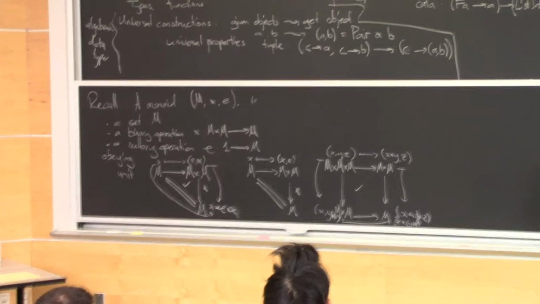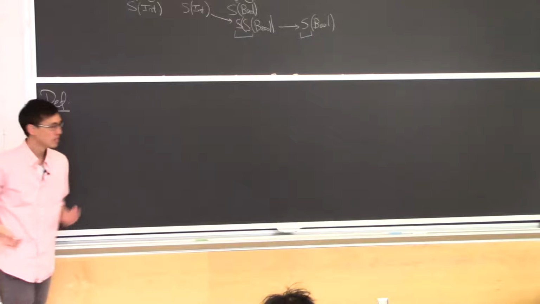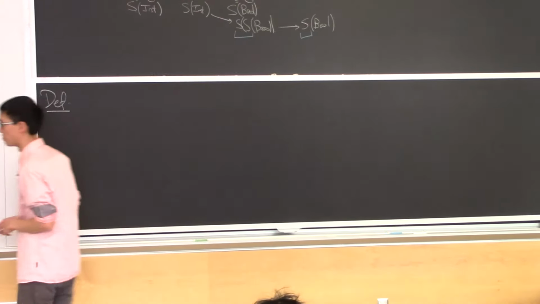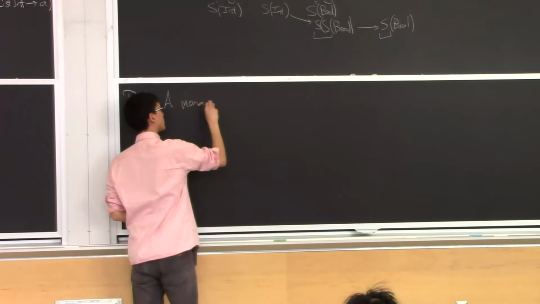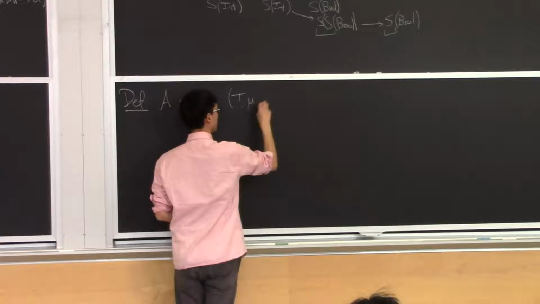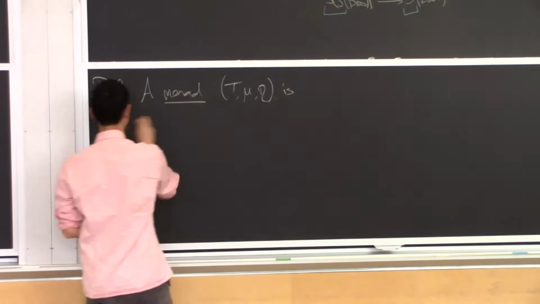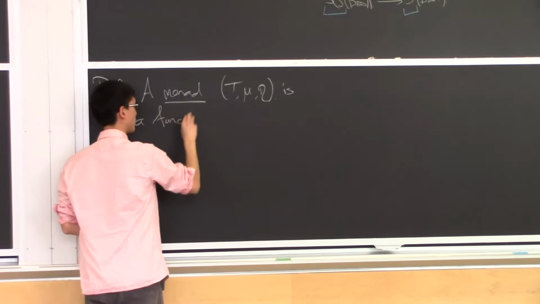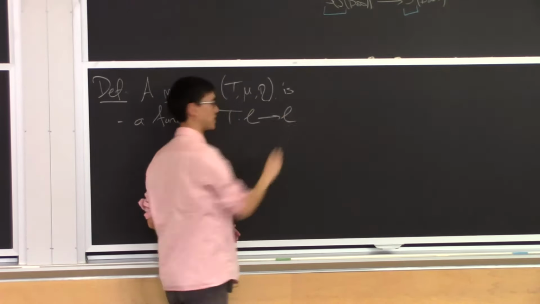A monad is a lot like this, but we lift it up one level to a functor type level. So let me say, a monad is going to have three parts. I'm going to call it t, mu, and eta. And this is a functor. So we pick a category C, and we have a functor t from C to C.